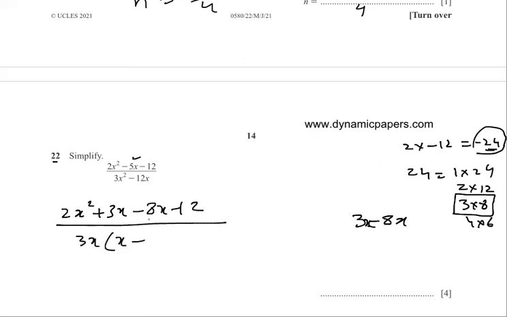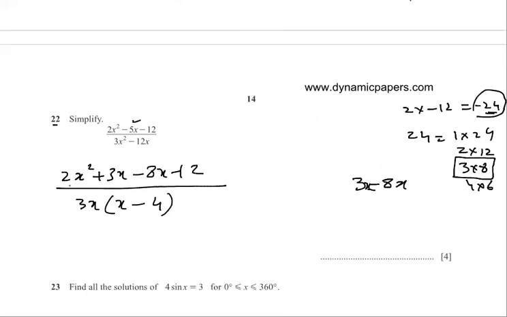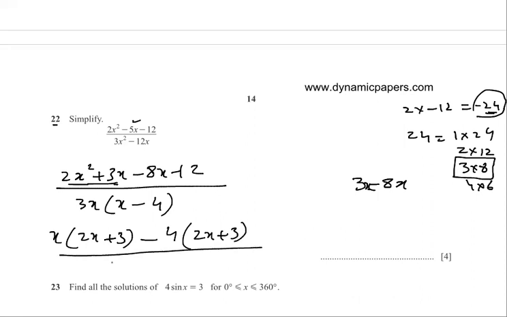Here will be left x minus 4. Now what will be the next? From these two, take common x. It will be 2x plus 3, and minus 4 can be taken common from these two. It will be 2x plus 3 over 3x into x minus 4. That can be now, it will become x minus 4 into 2x plus 3 divided by 3x into x minus 4.